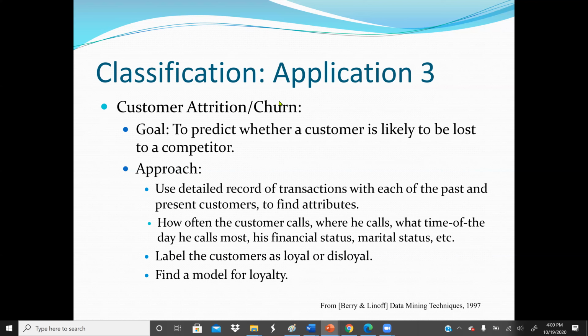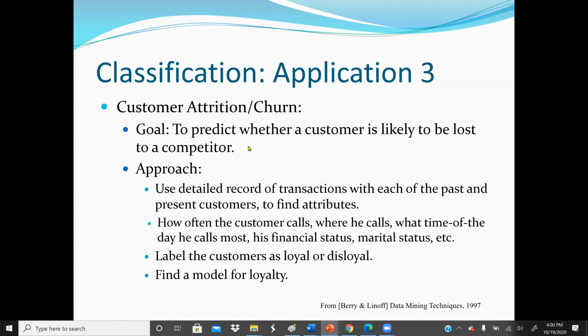This is called attrition. So data mining has a special program which we call CRM, Customer Relationship Management software, that can monitor customers' behavior in an organization.